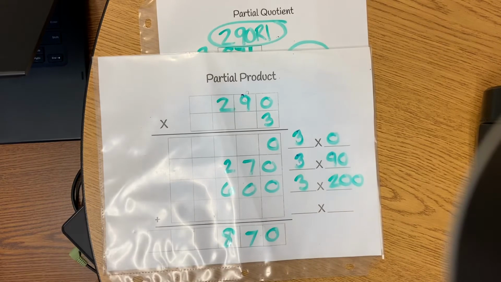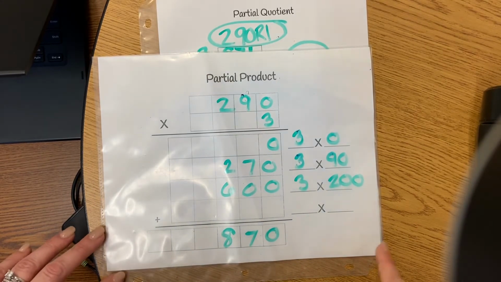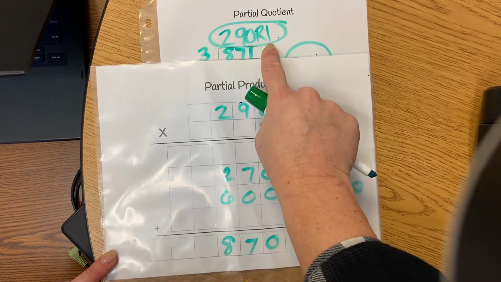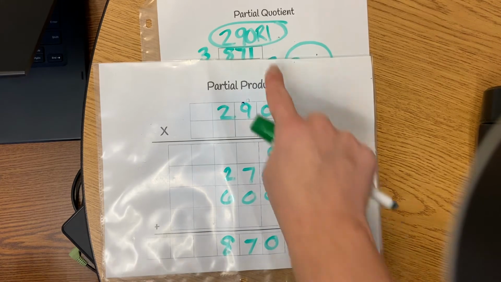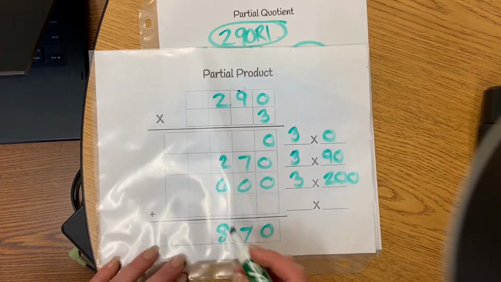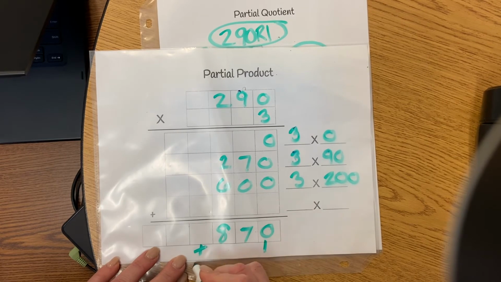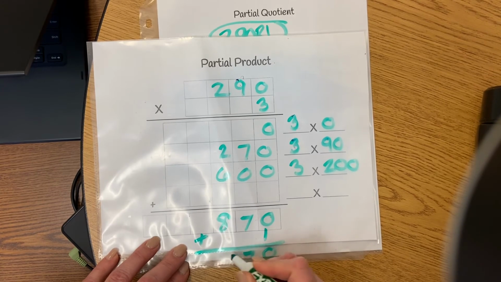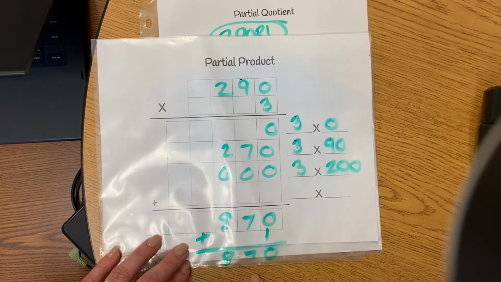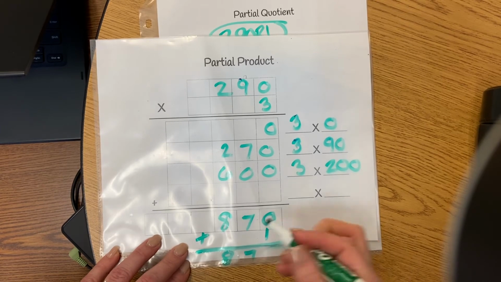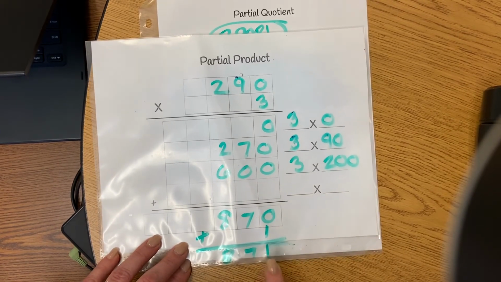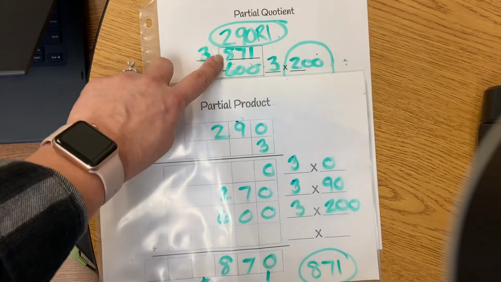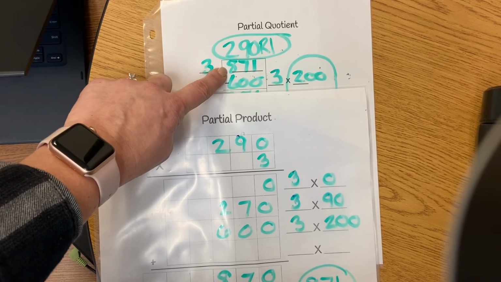The very last thing that I need to do in order to finish this is notice that my quotient was 290 remainder 1. When you have a remainder, when you're checking, you are going to add that remainder to your answer. And I got 870, oops, I did my math wrong. 871. 871, if you solved it correctly, should be the dividend you started with.